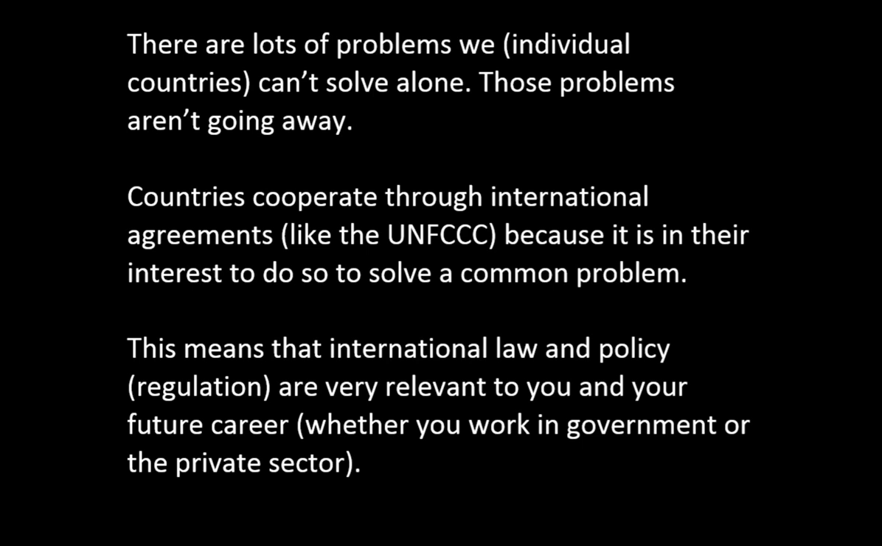So if there's a global problem, like say global terrorism, or global drug trafficking, or international crime, or global climate change, or international trade, they can't solve it alone. And that's the fundamental reason that is always going to push for cooperation. There's always going to be this tug for nationalism and isolation, but there's also this push for cooperation.